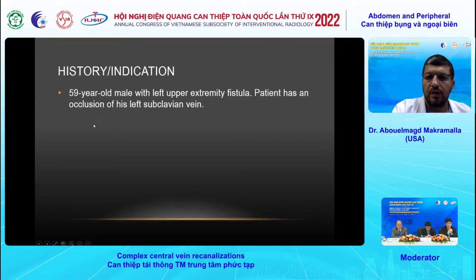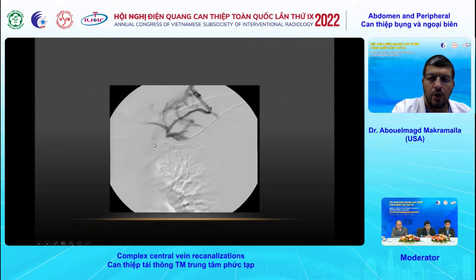This is another patient, 59-year-old, with a left upper extremity fistula, who has an occlusion of the left subclavian vein. As you can see, there's complete occlusion of the brachycephalic vein and subclavian vein, with multiple collaterals. We tried all conventional wires and catheters. We even tried the V18, and it wouldn't work.